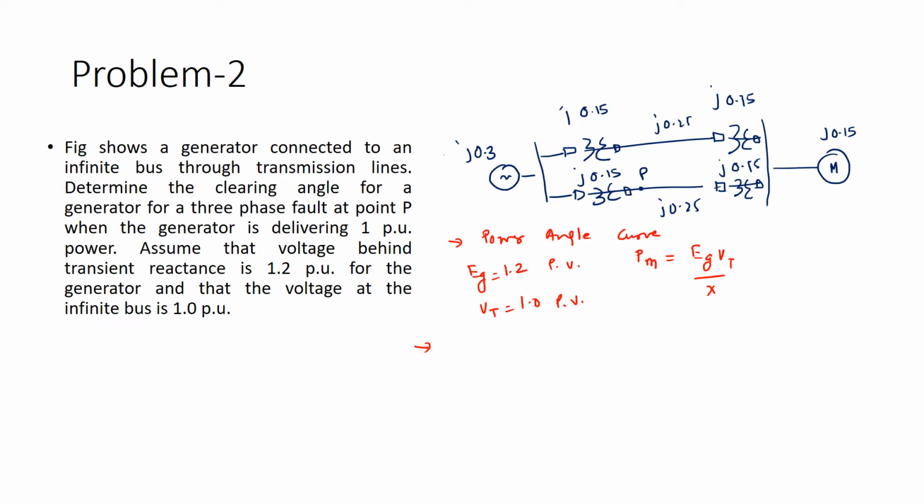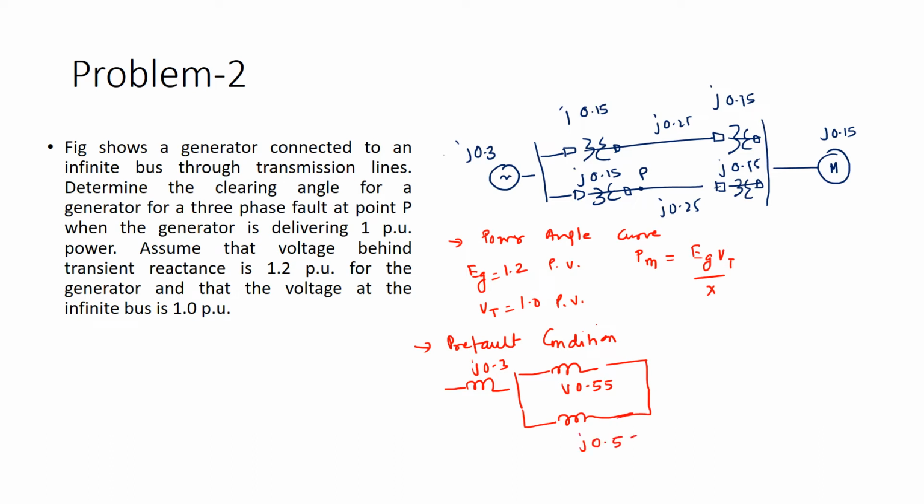So, let us calculate the power angle curve for the pre-fault conditions. In pre-fault condition, there will be no fault. So, in that case, what we need to do? We need to just accumulate all these resistances, inductances. So, this J 0.1, 0.3, J 0.3, all these three are in series. So, this will be equal to J 0.55, and now here also J 0.55, and then it is equal to 0.15.